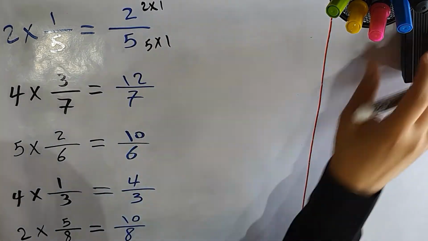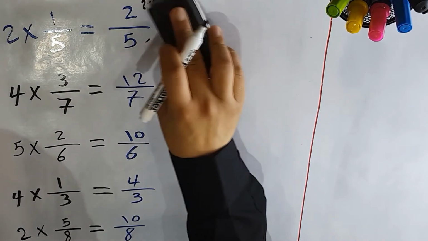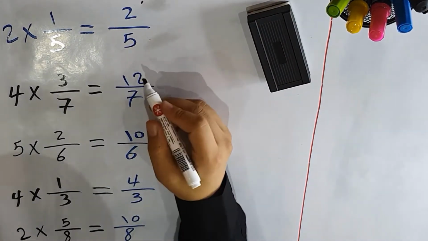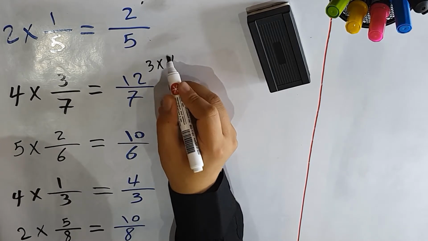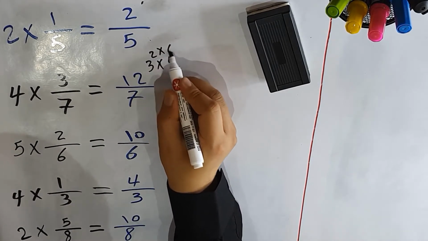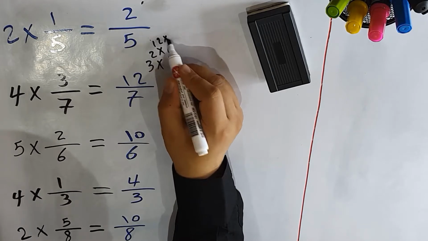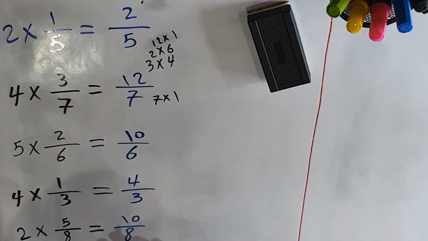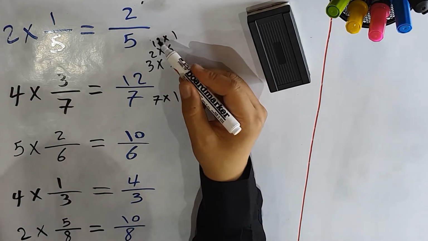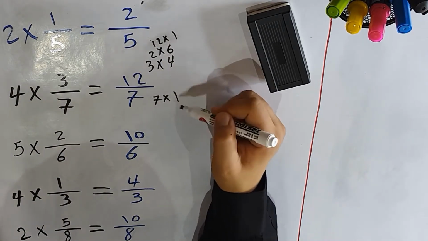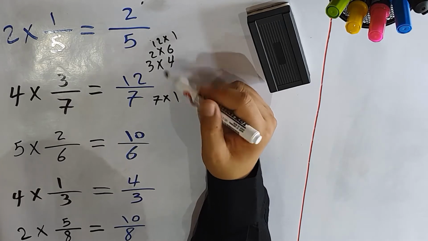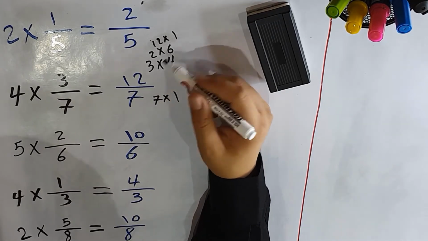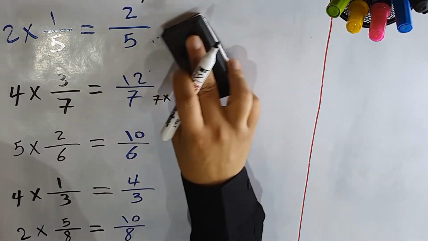What about 12 over 7? 12 is 3 times 4, or 2 times 6, or 12 times 1. 7 is 7 times 1 only. Any common number except 1? No. 12 up and no 12 down. 1 up and 1 down, but we said any common number except 1. Then no common number with 7, then no simplify.